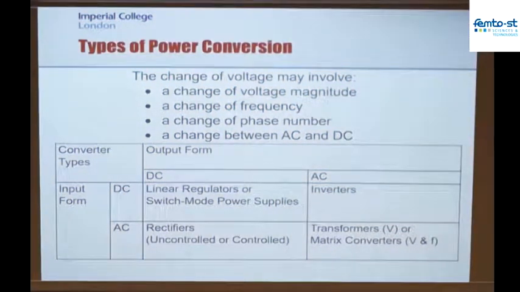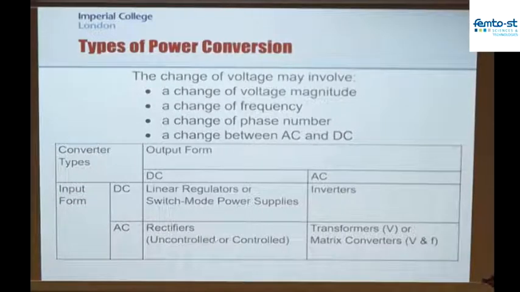So what are we interested in terms of different types of power conversion? Well, the sort of thing that you're very familiar with and you use every day, because you plug a piece of electronics into the mains, is this AC input to DC output as a rectifier. And there are lots of different ways of building that.